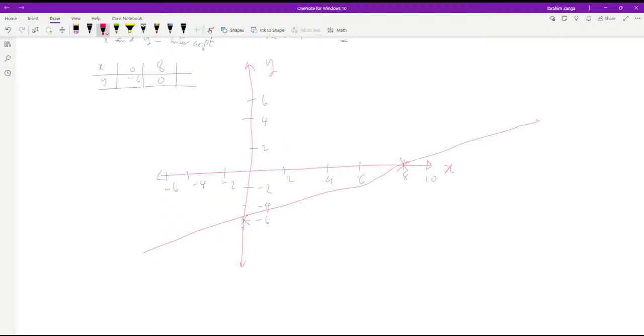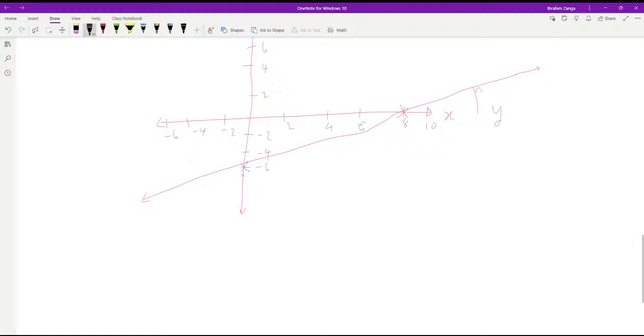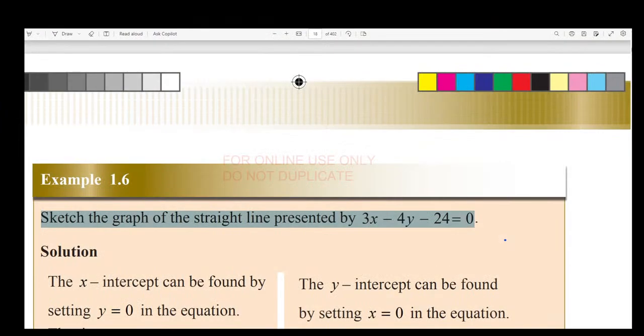An apology for such a rough graph, but this has to be a straight line, and the equation, dear students, the equation will be 3x minus 4y minus 24 equals 0. So that is roughly the graph of a straight line according to this question here, dear students.